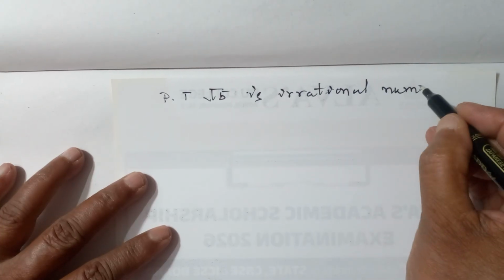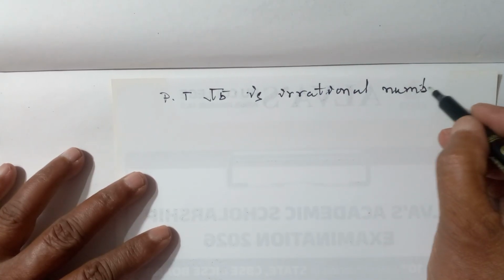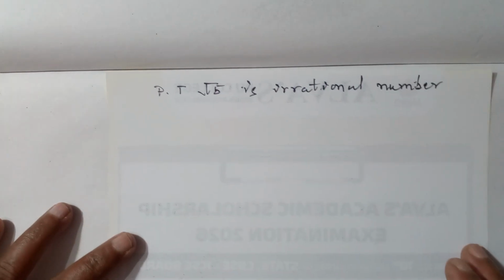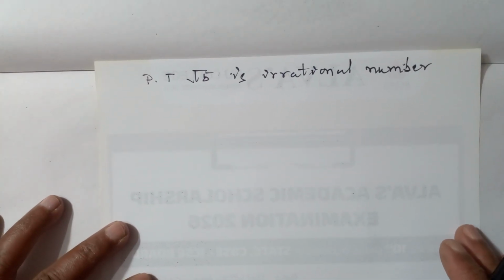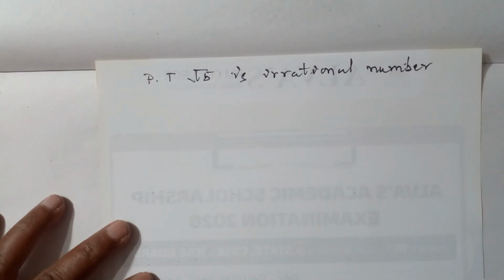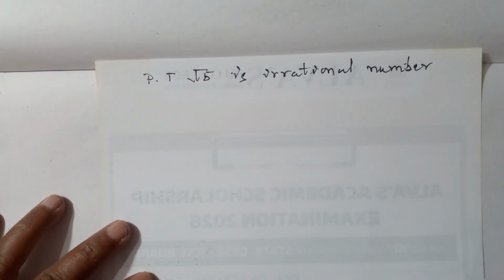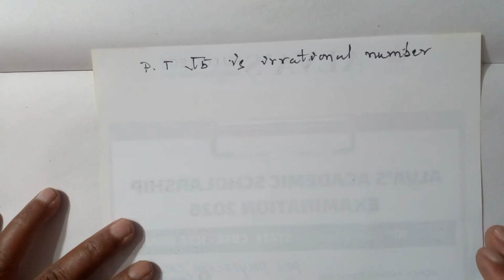The proof is a little bit complex. You have to study carefully. Here the thing is very simple. You have to take the contradiction method. Suppose root 5 is not irrational, or assume root 5 is not irrational. That is the point I want to use.